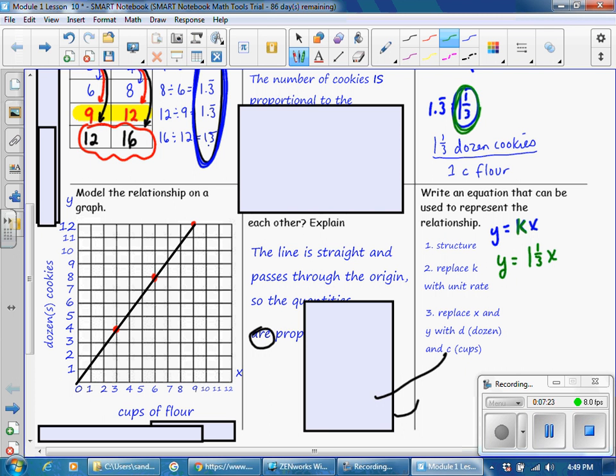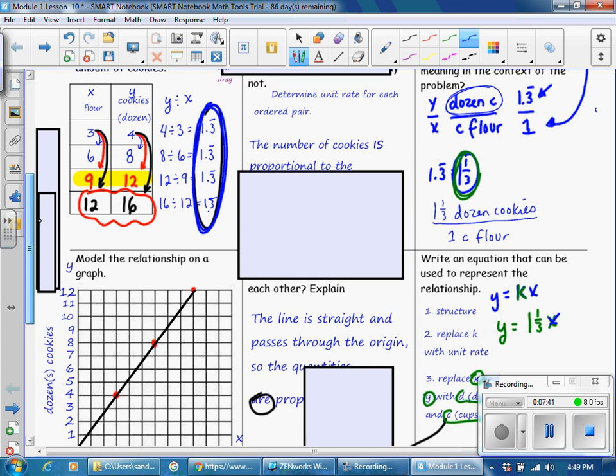And the last thing that we're going to do here is replace x and y with D for dozen and C for cups. We're going to replace x and y with dozen and cups. So we have to know which is which.